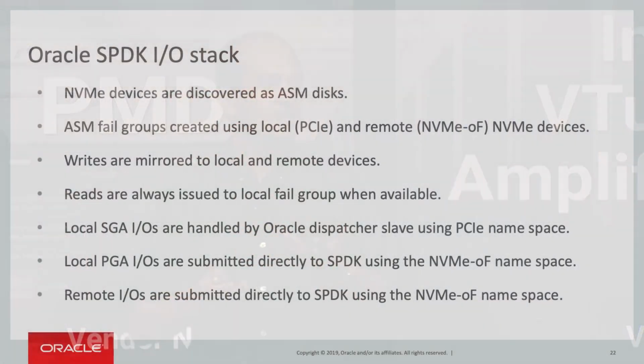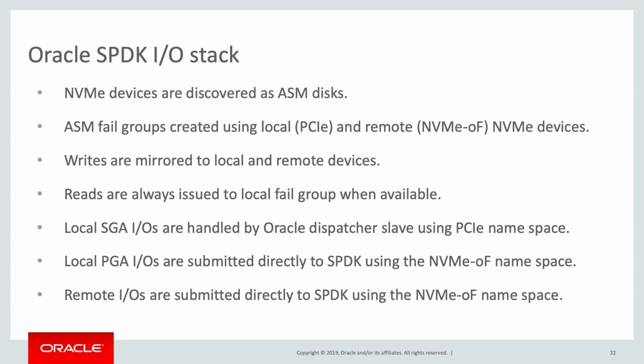PGA I/Os are private to the process memory address space, so those are sent over the NVMe over fabric namespace. It may either go over loopback to a local device or go to the remote node, depending on the situation. Then there are remote I/Os: if we are mirroring writes, we would have remote writes happening. Those are submitted directly to SPDK via the Oracle NVM library, which is effectively an abstraction built on top of SPDK.